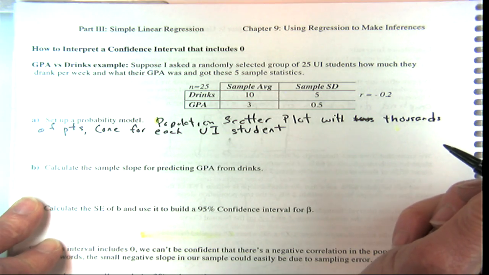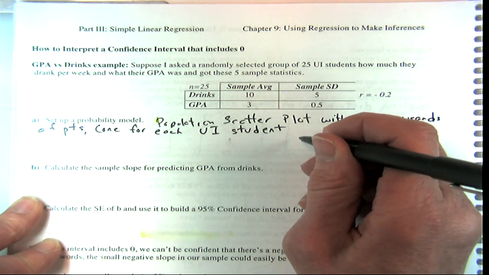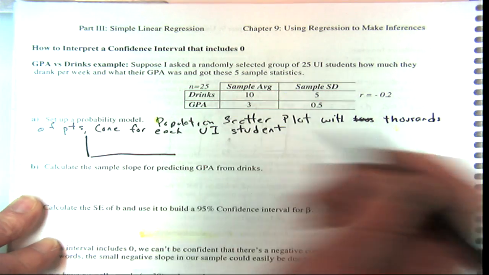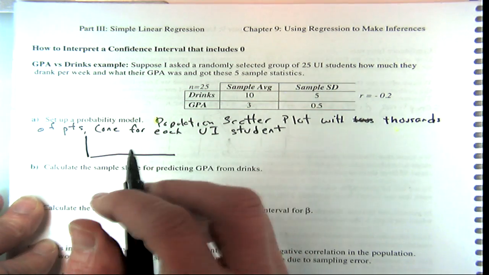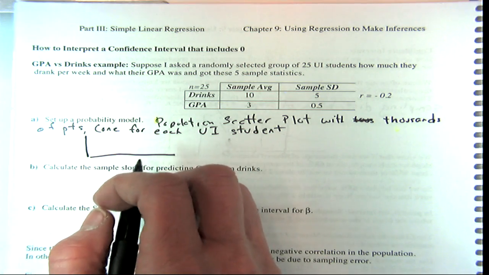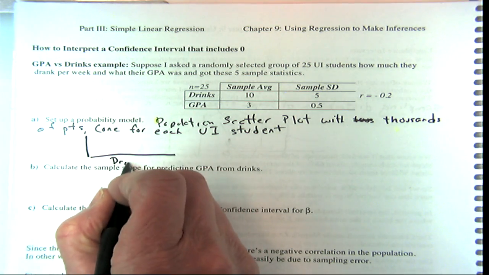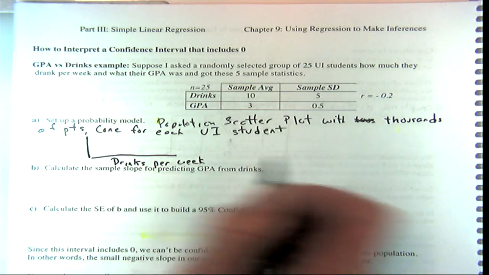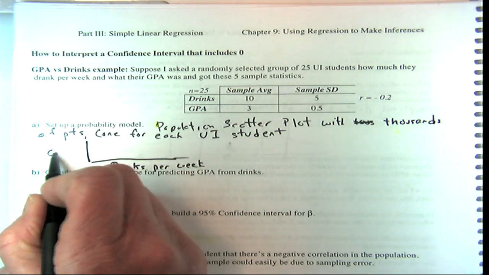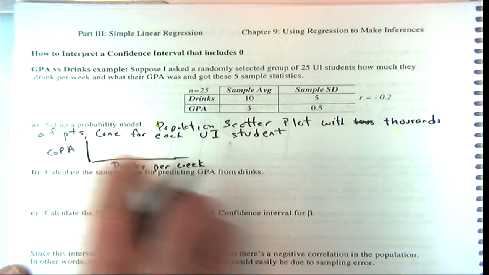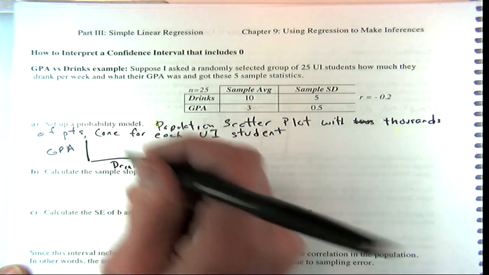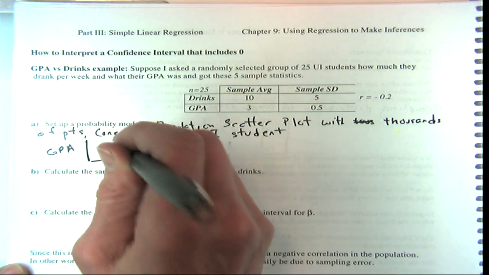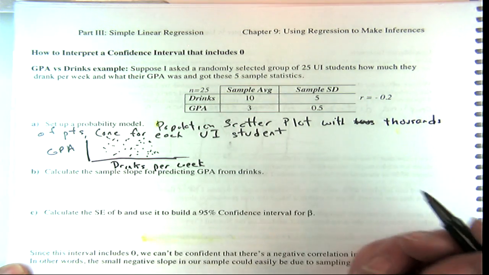Each student will have an X and a Y associated with them. Their X would be the number of drinks per week, and the Y would be their GPA. Then we're going to get some scatter plot that we don't know what it looks like. We don't know if it's negative, positive, or what. It's just in there.